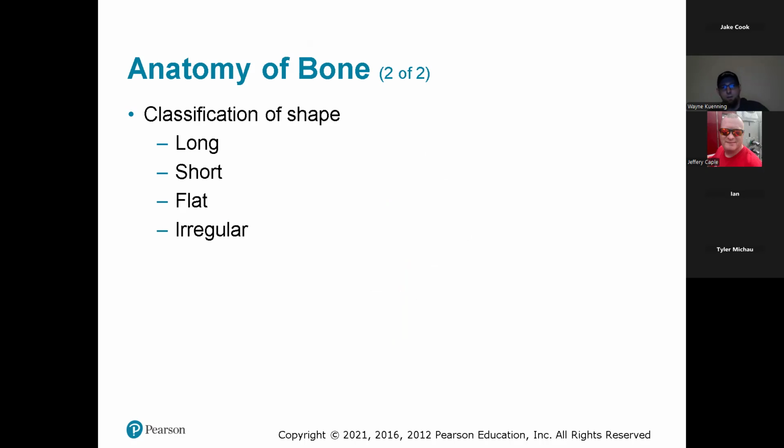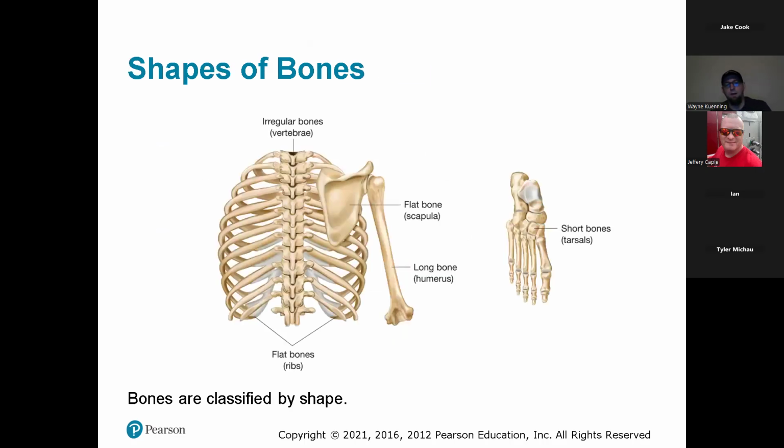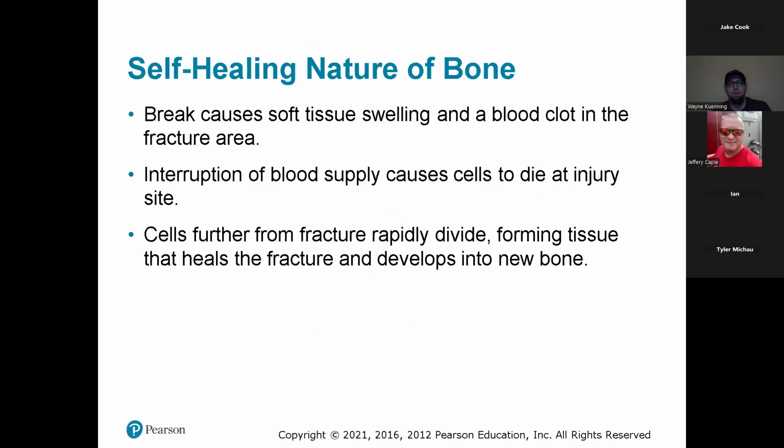Classification of shape: long, short, flat, irregular. Long bones are going to be your femurs, your humerus, your ulna and radius, your tibia and fibula. Flat bones are going to be your shoulder blades and your sternum, and irregular bones are going to be like your pelvis, your shoulder, your acromion process, and vertebrae. And short bones are going to be the ones that are in your hands and feet.